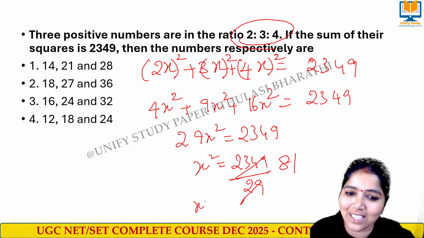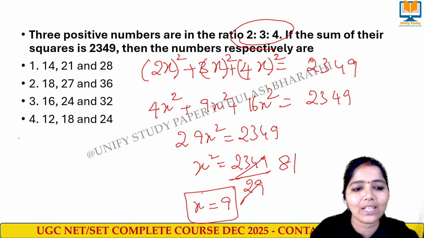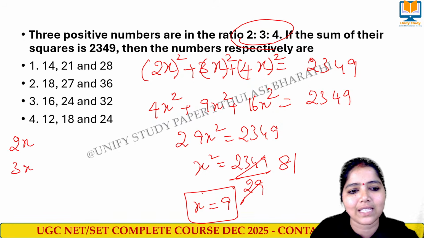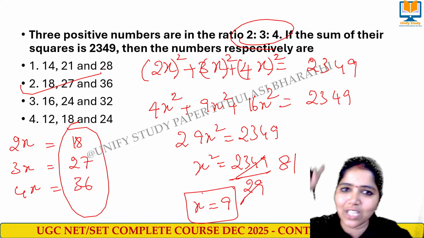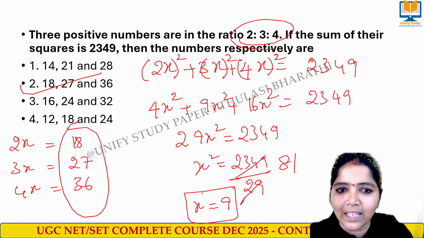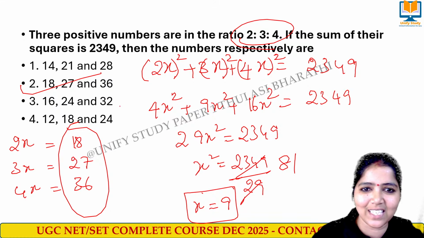As we all know, x squared is equivalent to 81 means x is equivalent to 9. So as the first number is 2x, the second number is 3x, the third number is 4x. So this is 18, and this is 27, and this is 36. See, we have got this. Have you all got 18, 27, 36? Yes, this is the right answer for the question.